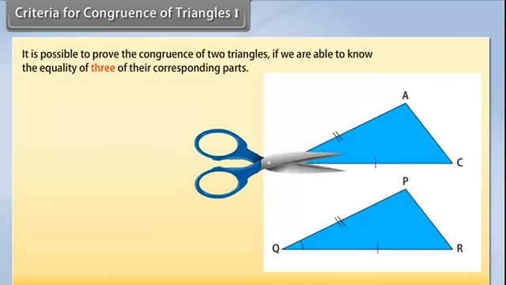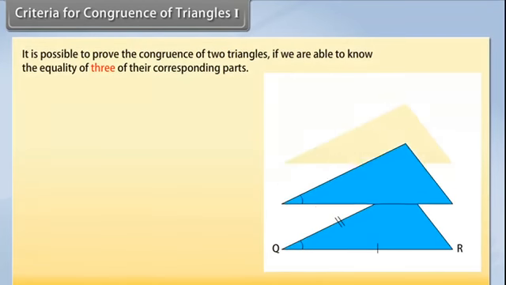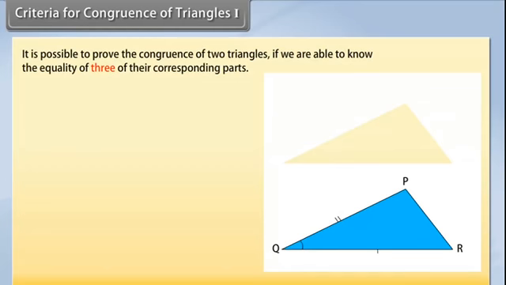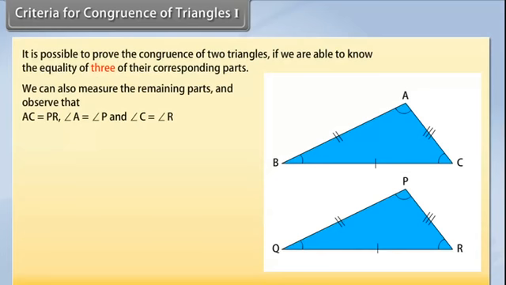If we trace or cut out triangle ABC and place it over triangle PQR, we will observe that one covers the other exactly. Thus, we may say they are congruent. Alternatively, we can also measure the remaining parts and observe that AC is equal to PR, angle A is equal to angle P, and angle C is equal to angle R, showing that triangle PQR is congruent to triangle ABC. This means that equality of these three corresponding parts results in congruent triangles. Thus we have criterion 1.